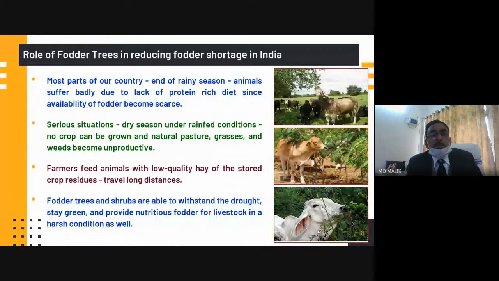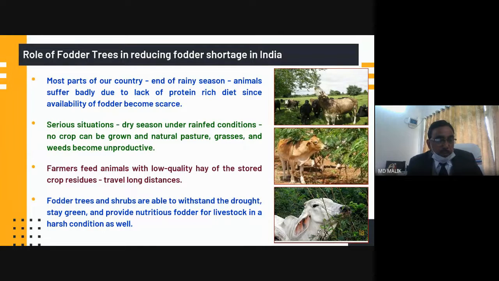Since the availability of fodder becomes scarce, in Jharkhand also we are facing this, and we always recommend that silvipasture models must be there. In Jammu Kashmir and in Himachal, the situation is similar. They use silage for dry fodder in the winter season or snowfall season. So we have to think about this serious situation.